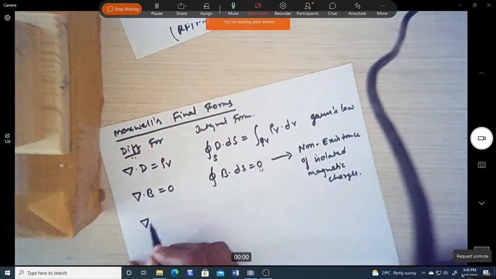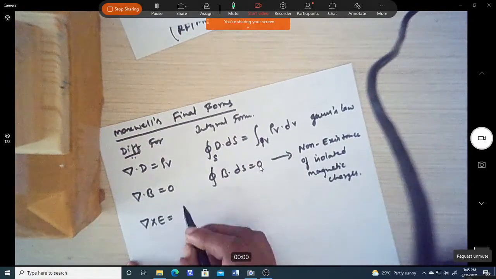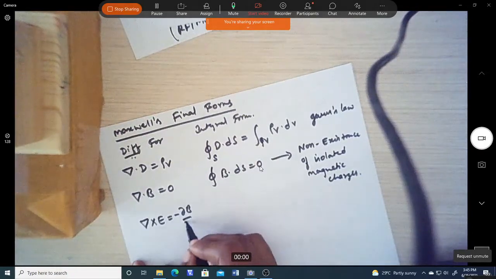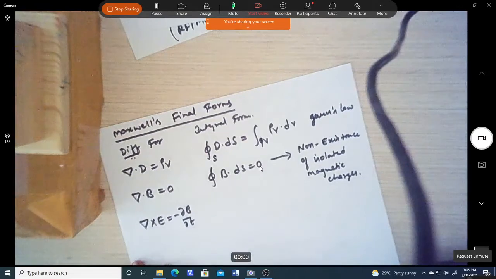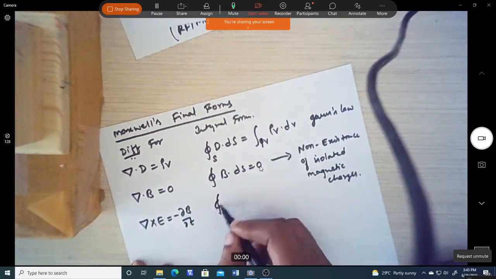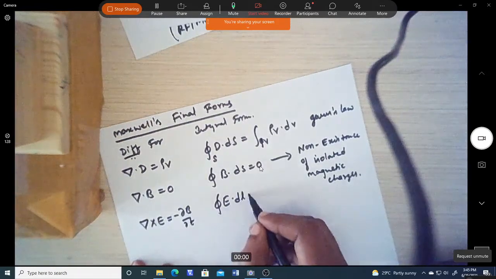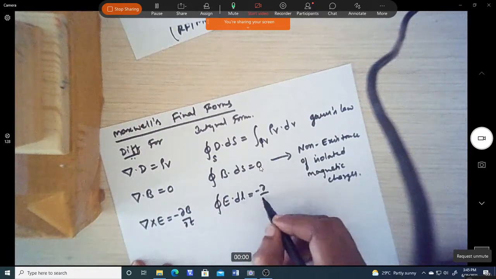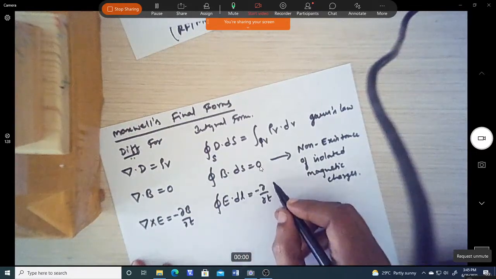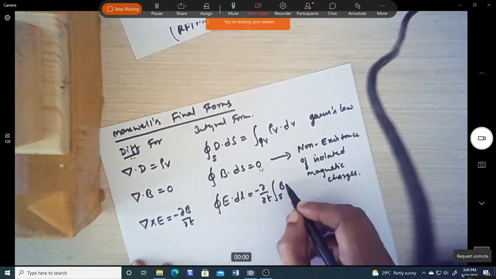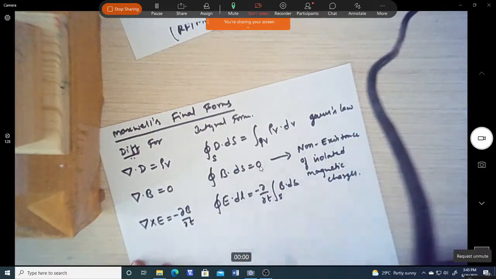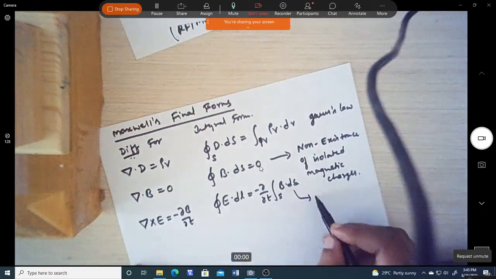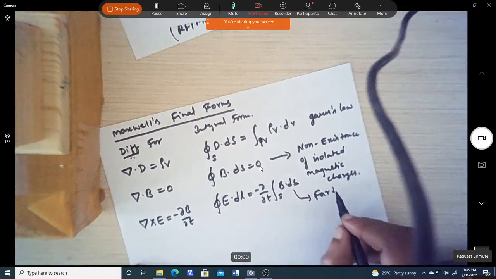And we have the curl equation, del cross E, which is equal to minus del B by del t. And we have the integral form, which is the integral of E dot dl, equal to minus del by del t of the integral of B dot ds. So this is Faraday's law, which we have done.